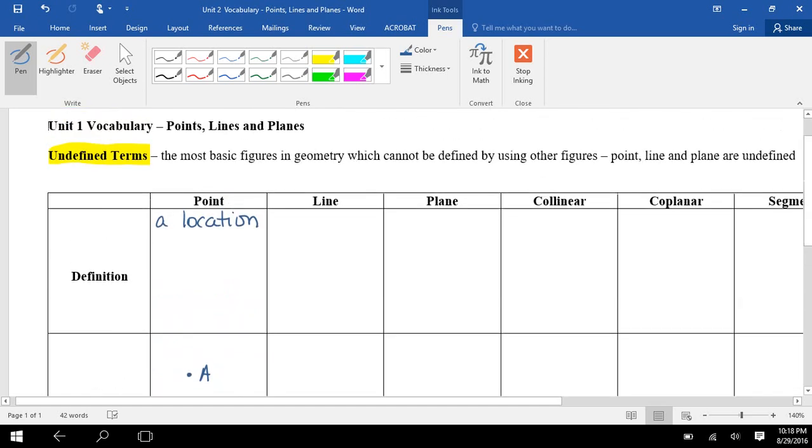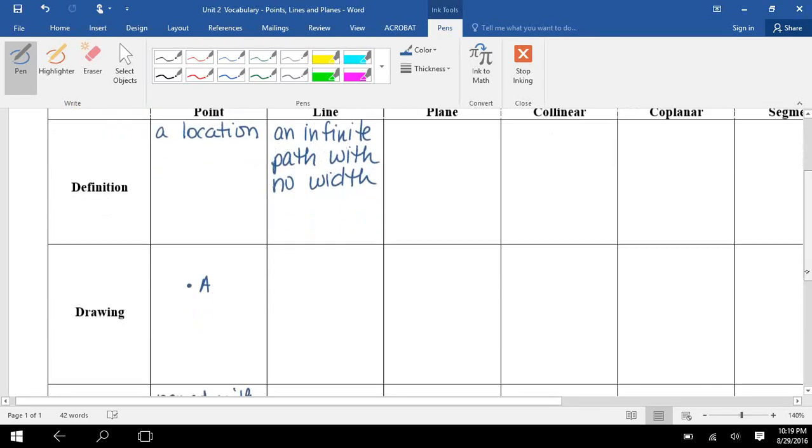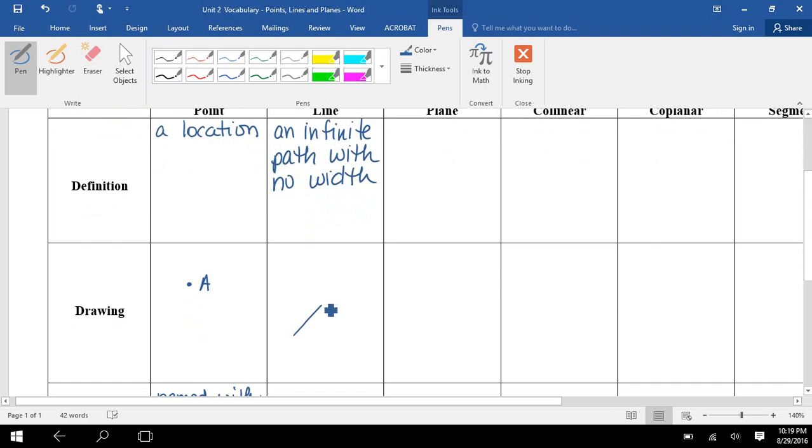A line is a path with no start and no end. It's basically an infinite path with no width. You cannot actually measure how wide it is. It goes on forever in both directions. So a line is always shown with arrows on both ends, showing that it does go on forever.